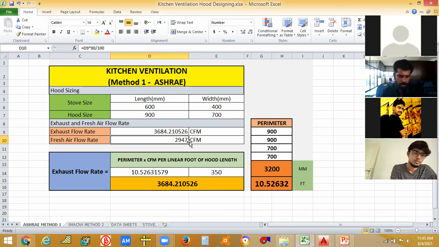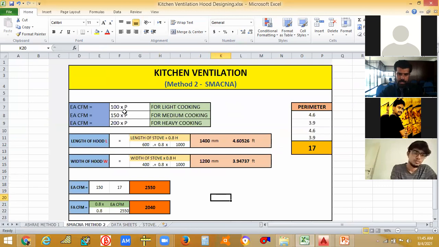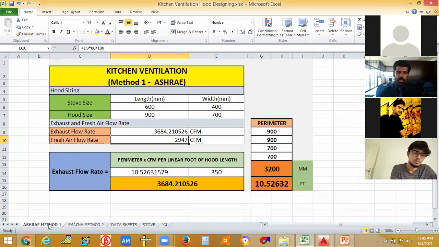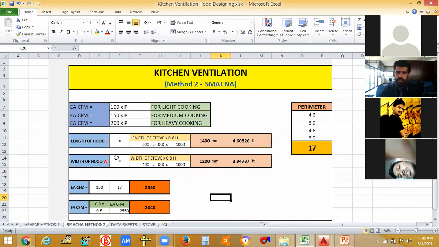I don't have much time to explain the manual method, so tomorrow I will extend this. I will show how to do it by the manual method. This is the manual method, and in the same way I will ask you to write this through the manual method. I'll also be giving you this Excel sheet so you can practice it.